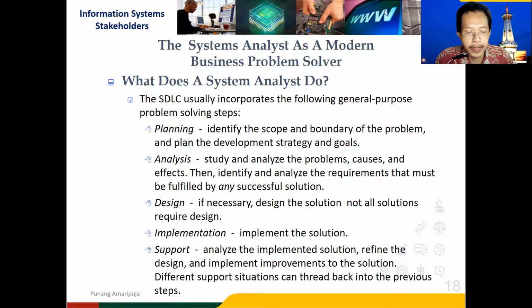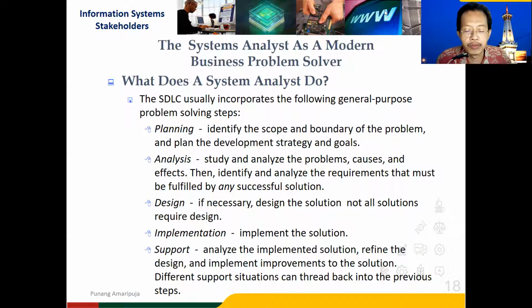So first, planning. When you plan an application or a system, you would be identifying the scope and boundary of the problem and plan the development strategy and goals. Meaning you have to choose which problem you would be solving, and then you would be limiting. Otherwise, you would be developing a never-ending application development. It would be going everywhere. So you have to define which problem you would be solving and limit the development of the application to solve those problems.